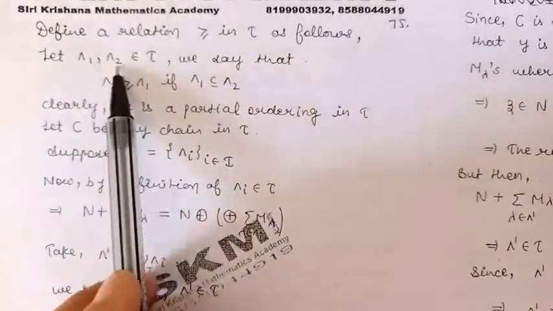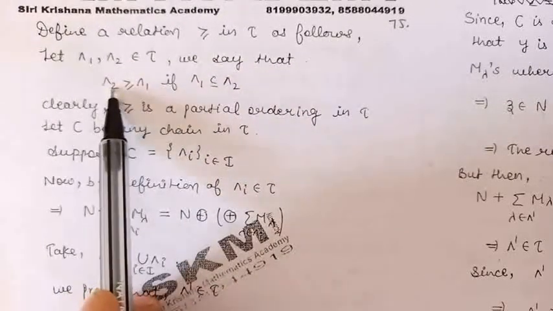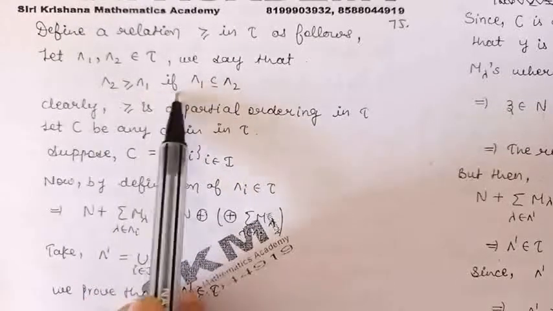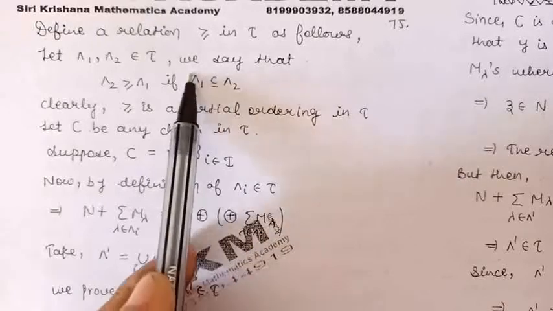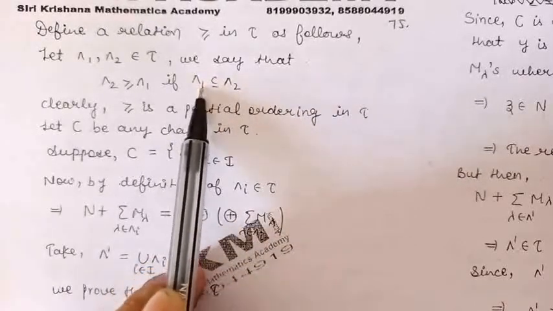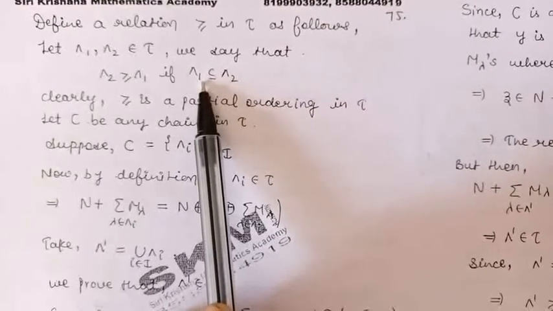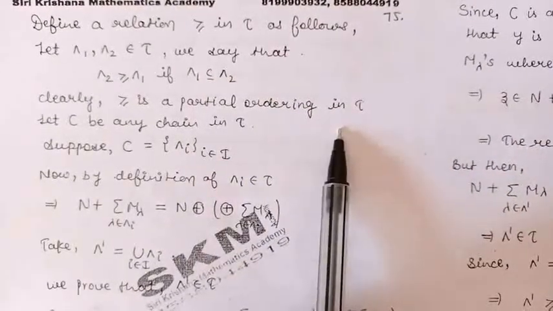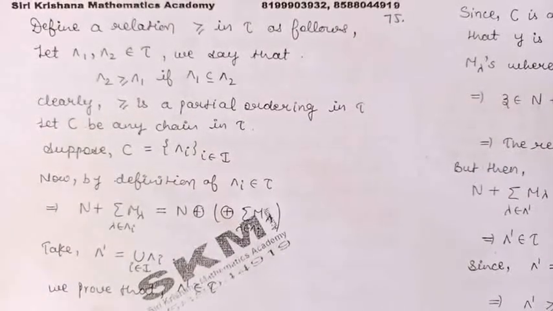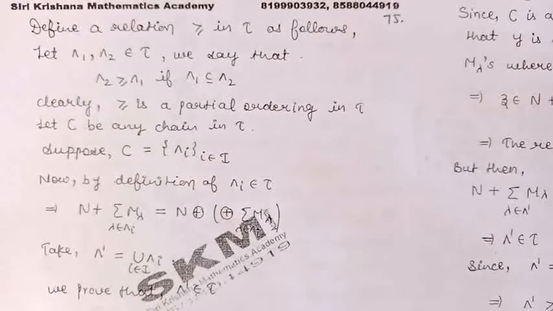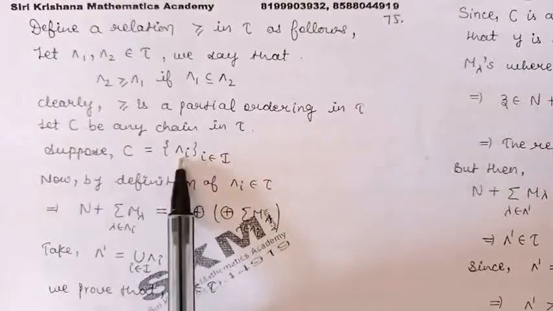Let us define this relation. Let us take two members belonging to this family. We say that the member Lambda 2 is related to Lambda 1 if the family Lambda 1 is contained in Lambda 2. This is the symbol for uppercase Lambda. This relation is a partial ordering relation in tau, so this will become a partially ordered set. Now let us take C as a chain in this set. The members of the chain we have denoted by lambda i's.